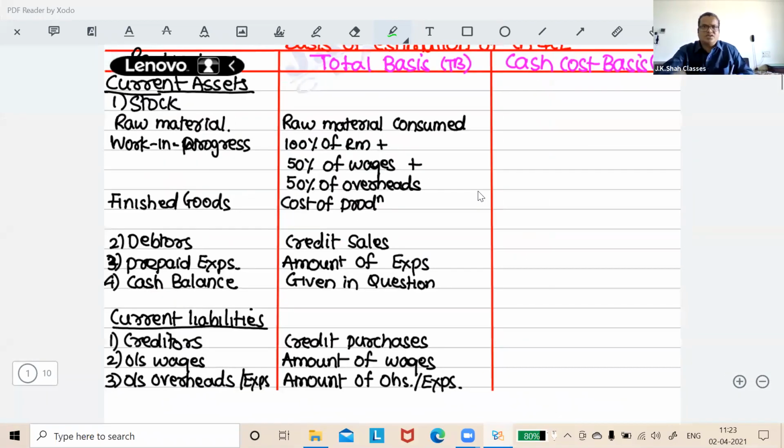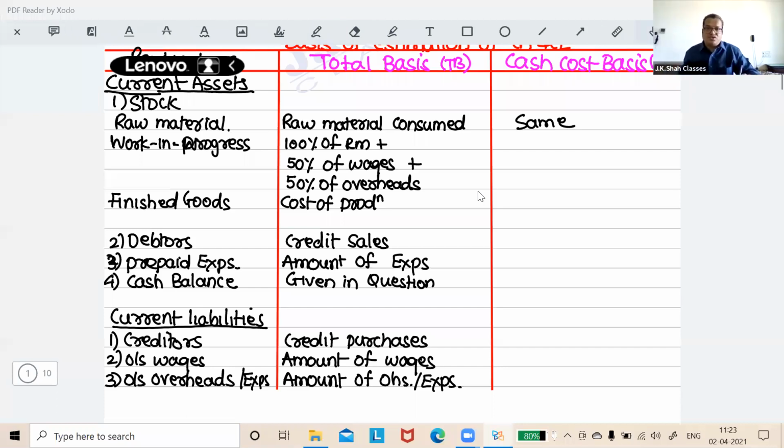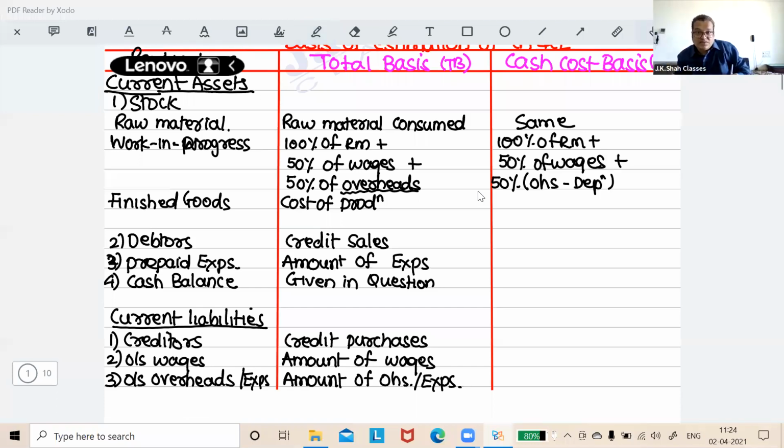See, in raw material consumed, there is no profit involved, there is no depreciation involved. Raw material consumed is what I buy from others, so it will be the same. In WIP, you know what is going to happen? The overheads may include depreciation. So the rest of the things would be the same. 100% of raw material plus 50% of wages plus 50% of overheads, here I will have to write very specifically, subtracted by what? Depreciation. If there is any depreciation involved in these overheads, we will remove it so that we can go for cash cost basis. Similarly over here, when I talk about cost of production, naturally in cost of production there will be overheads, and in overheads there might be depreciation. So if there is any depreciation, we'll remove it from here.